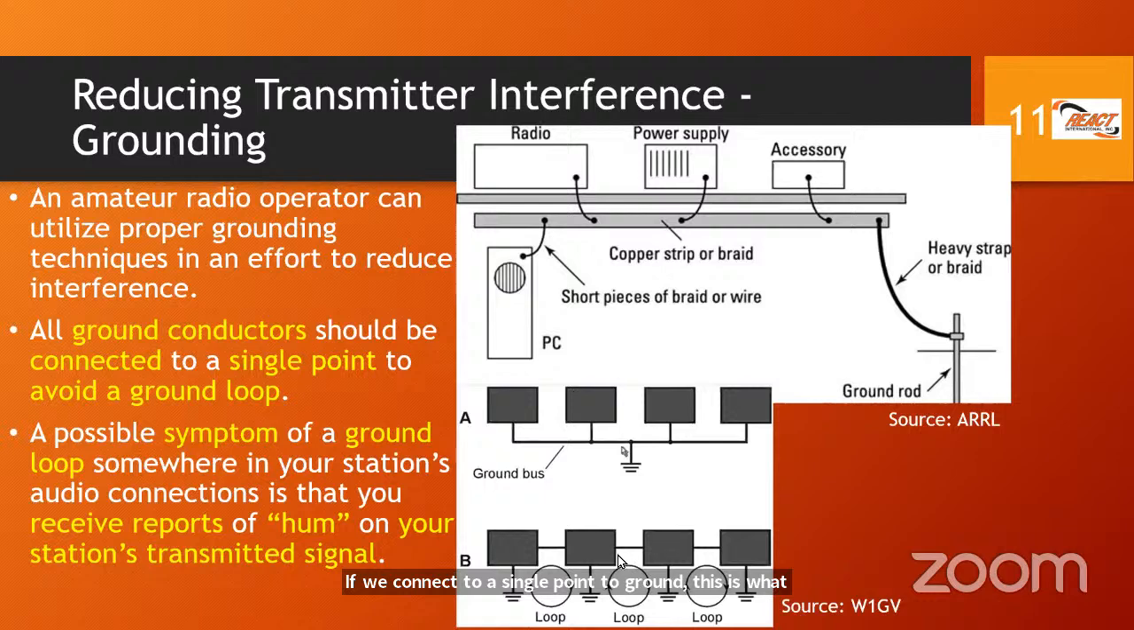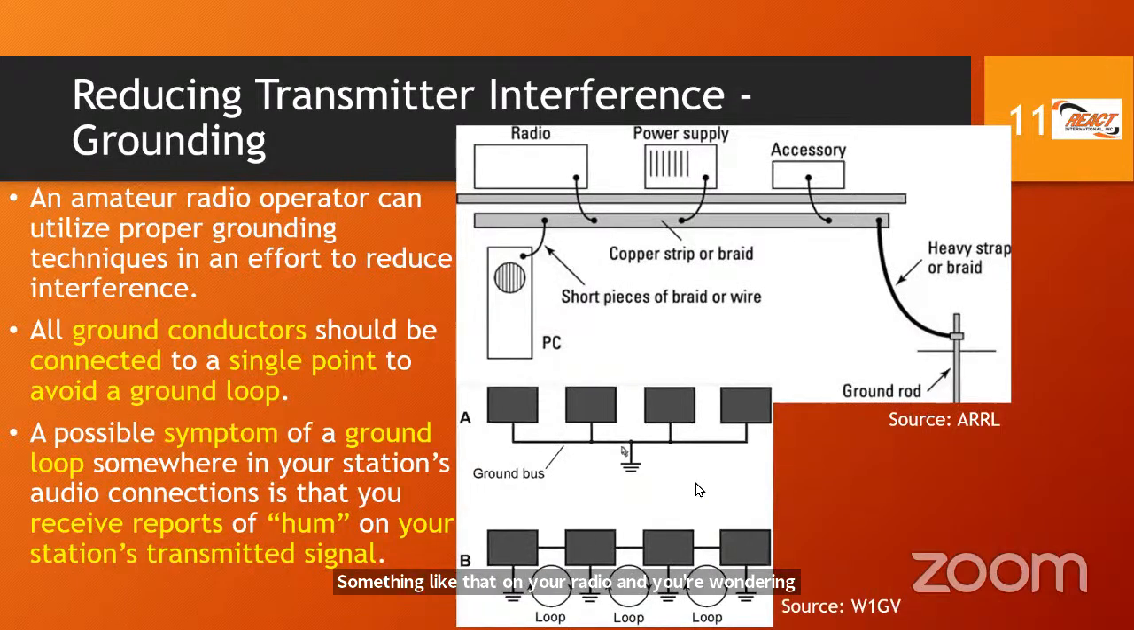But if we do something we should not be doing, as shown at the bottom just to illustrate, we ground each item on its own. Diagram A shows all of the items coming to a common point and then one ground. If we were to ground the radio separately, the power supply separately, maybe an SWR meter separately, and the in-line amplifier separately, we can set up what we call a ground loop. That ground loop could manifest itself on our receiver as a hum. You hear something like that on your radio and wonder what's causing it. That's because you may have a ground loop.